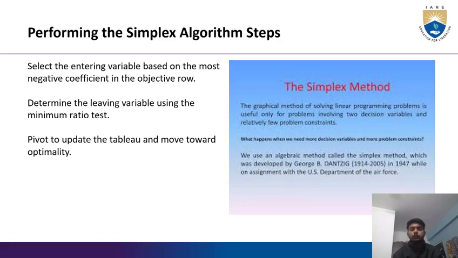Performing the simplex algorithm setup. The graphical method of solving linear programming problems is useful only for problems involving two decision variables and relatively few problem constraints. Select the entering variable based on the most negative coefficient in the objective row. Determine the leaving variable using the minimum ratio test. Pivot to update the table and move towards optimality.